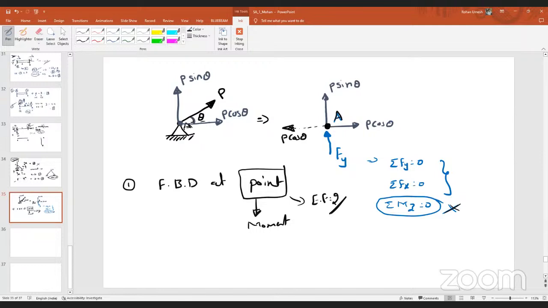Similarly at point A, what is the unknown force? P sin theta is acting in the upward direction. How can I balance it? By applying some reaction in the downward direction. What is its magnitude? P sin theta. Is it done? So if there is any reaction acting inclined at the support, the reactions we can find out by using the equilibrium equations itself.